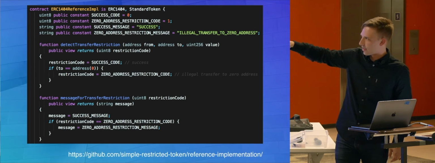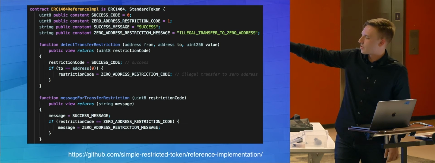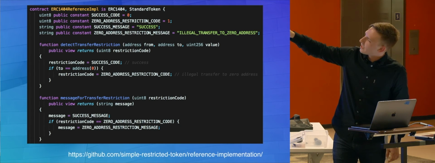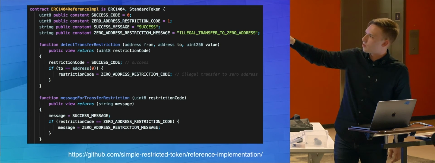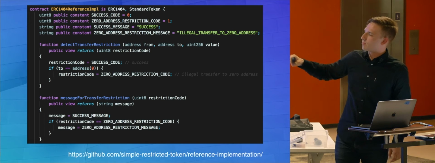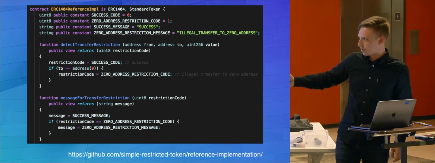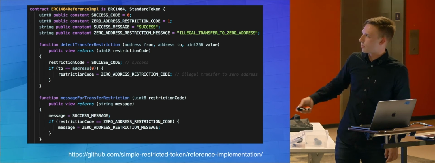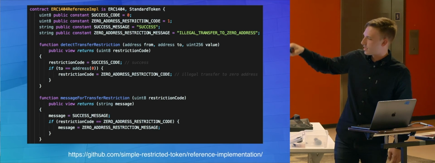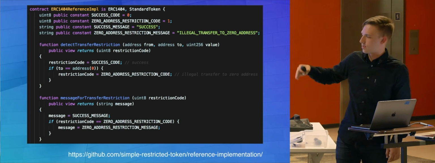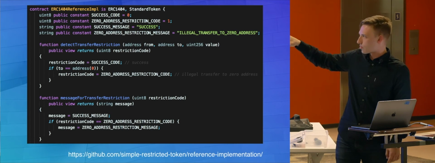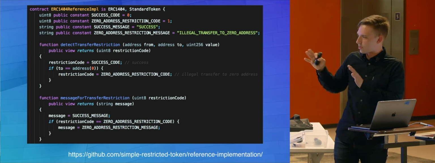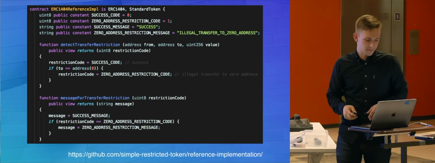By the way, I shouldn't have used this syntax, but in Solidity, if you name your return type, so we see uint8 restriction code, assigning a value to that return type will implicitly return the assigned value. So we're setting it to success code first, and then if the transfer is attempting to be made to the 0 address, we're setting it to the 0 address restriction code. So kind of a tricky syntax if you haven't seen it before.